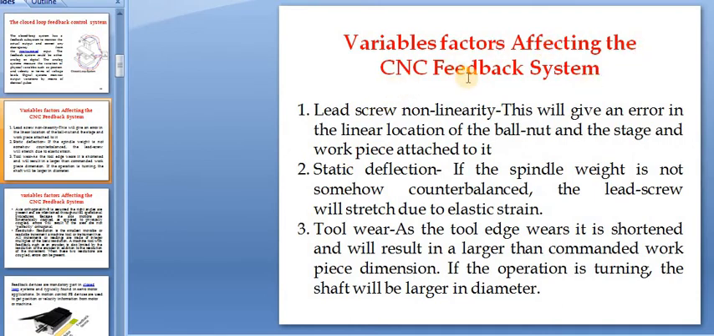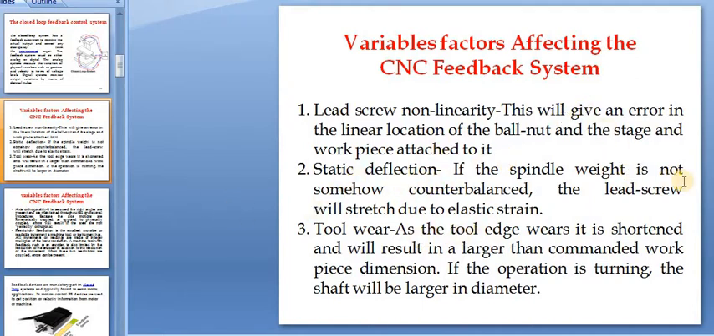Variable factors affecting the CNC feedback system. There are a number of factors which affect the CNC feedback system. Number one is lead screw non-linearity. This will give an error in the linear location of the ball nut and the stage and workpiece attached to it. If the lead screw has non-linearity, then it will definitely affect the distance traveled by the workpiece attached to it.